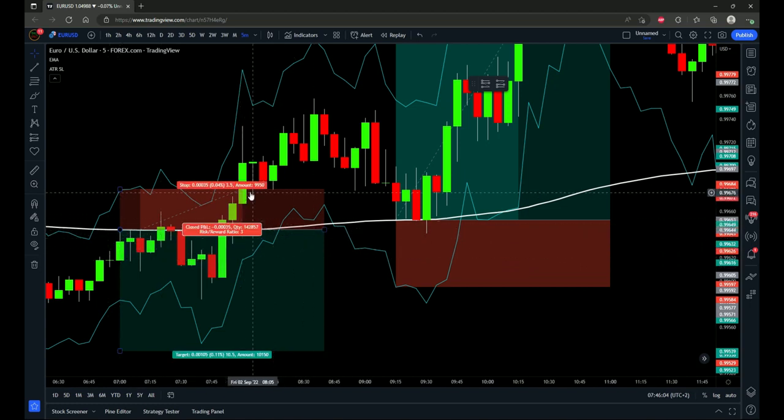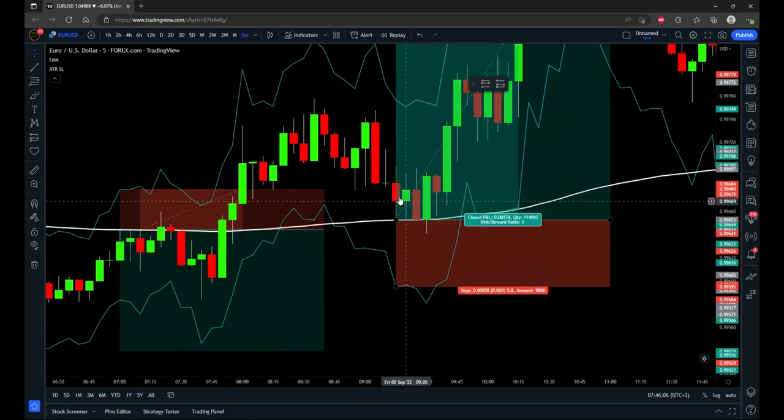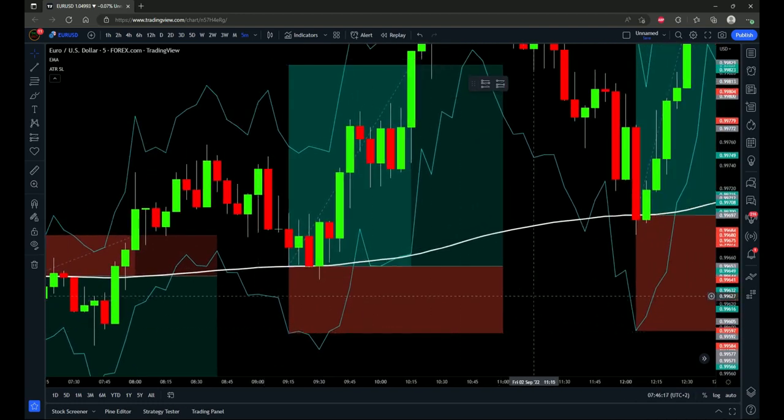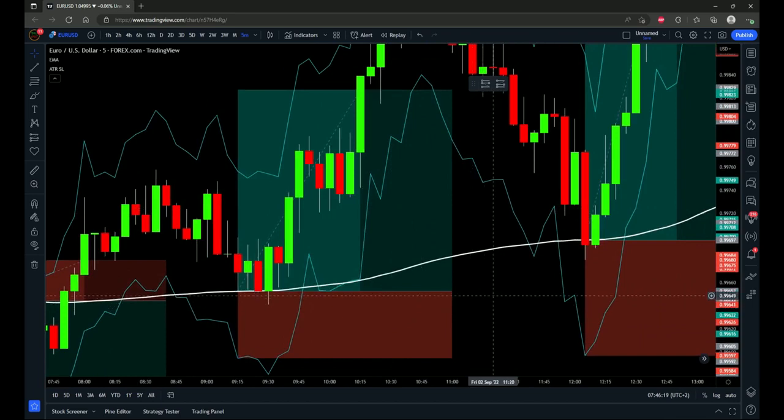Next one, this one gets stopped out. We have price coming down from above the 200 EMA and touching the 200 EMA right here. Stop loss goes to the stop loss indicator as soon as that candle closes, and then using a 1 to 3 risk to reward ratio, this one comes out profitable.